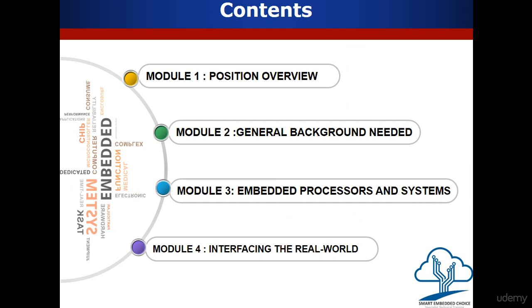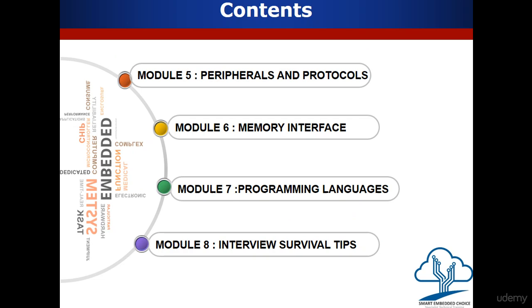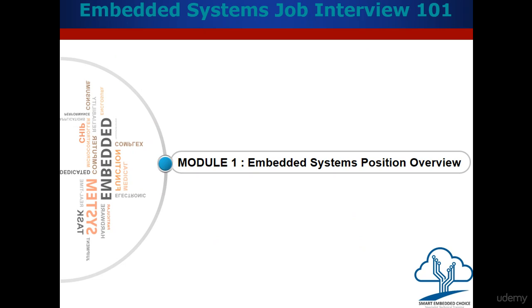Module 4 discusses basic knowledge skills required regarding interfacing with the real world. Modules 5 and 6 cover essential knowledge needed regarding protocols and memory interface. Embedded programming languages are discussed in Module 7. In Module 8, we conclude with some valuable resume and interview survival tips. Let's start with an overview of the embedded systems engineer position.